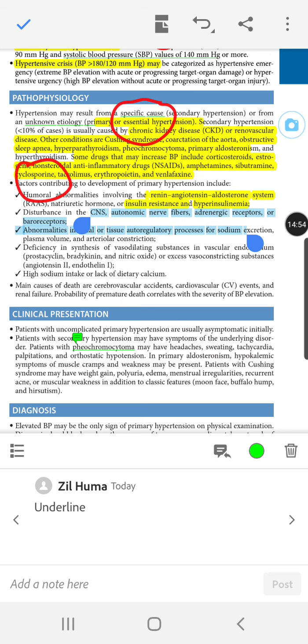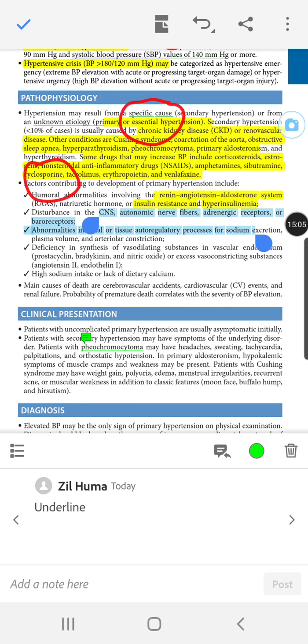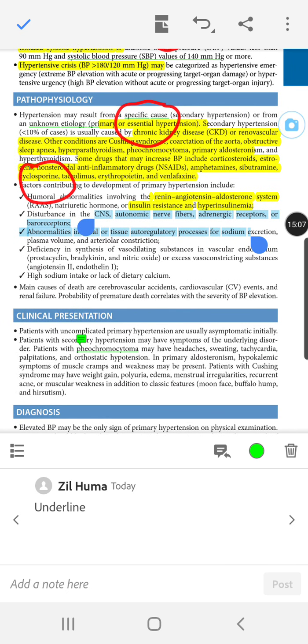So central nervous system disturbance, autonomic nerve fibers disturbance, adrenergic receptors, baroreceptors, these are responsible for increasing the blood pressure, and they are our everyday causes. The daily causes means that happen in our daily life, like any tension causes high blood pressure, any anxiety may cause high blood pressure.